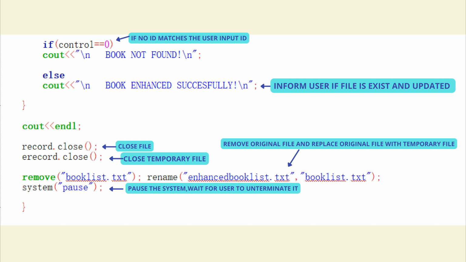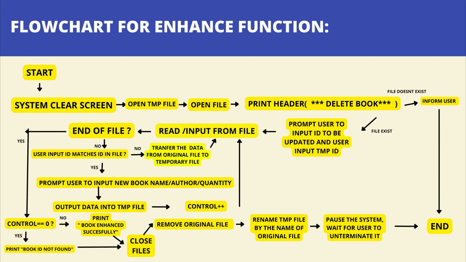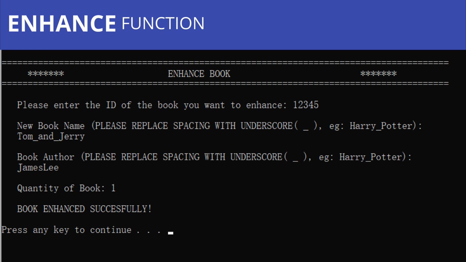Then the system will check whether any book is updated. If not, it will inform the user that the book is not found. Then the two files, original and temporary, are closed. We remove the original file and replace it with the temporary file by renaming it to the same name as the original file. This is the flowchart based on my explanation. This is the sample output.